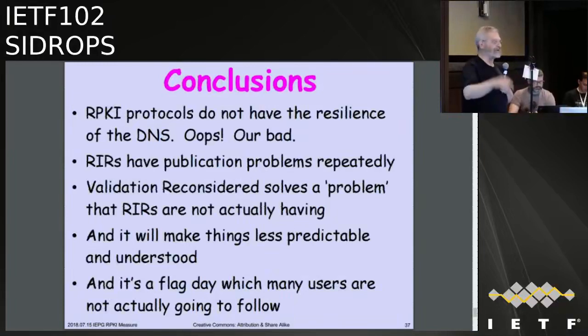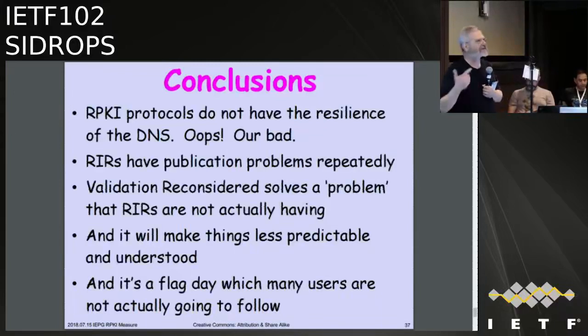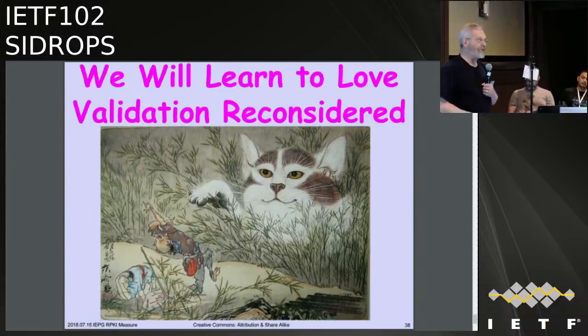RIRs have operational and publication problems repeatedly. They need to fix this or outsource it or whatever. Validation reconsidered solves a problem that they are not having. And it will make things less predictable and understood, and it looks like it's going to be a flag day. So how that flag day works, what's going to happen when people fall out and don't make it, how that's detected, how it will be fixed, etc., needs to be documented. But we will learn to love validation reconsidered.